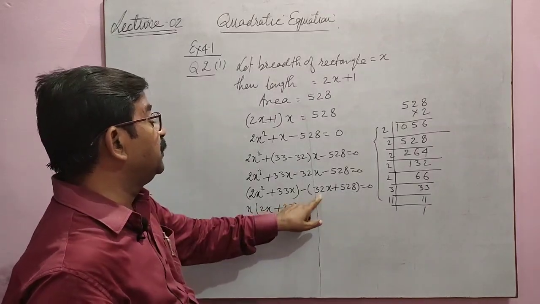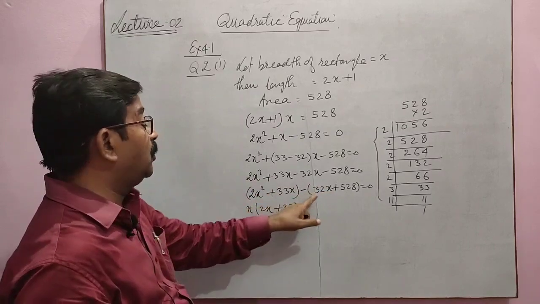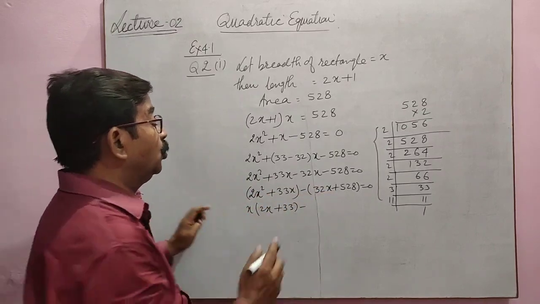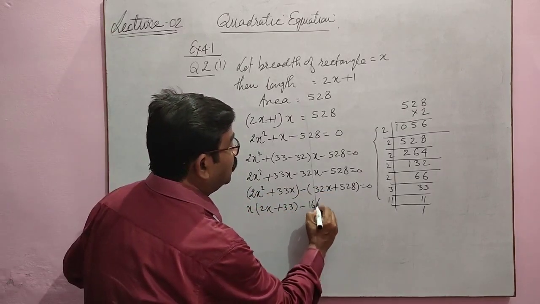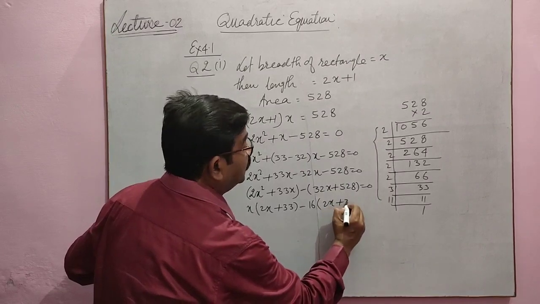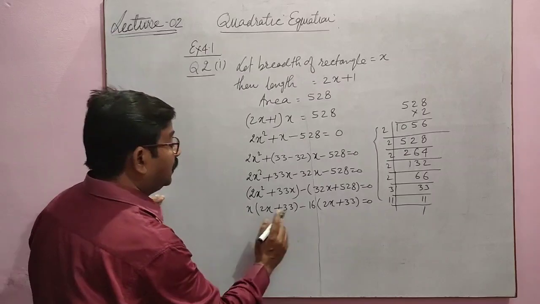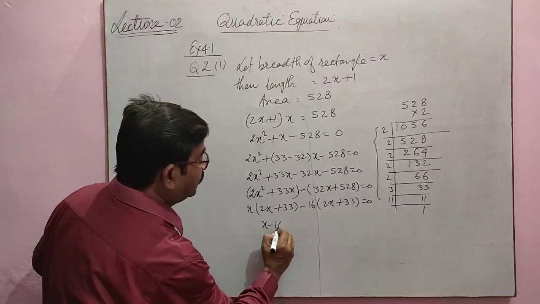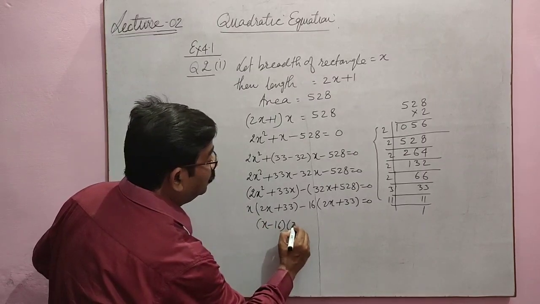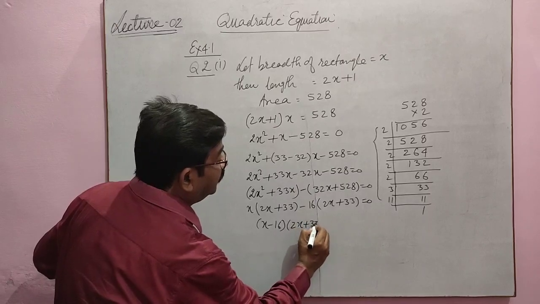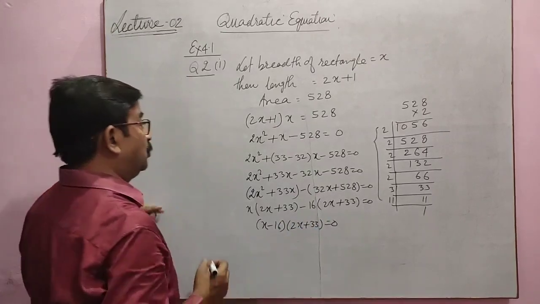So 32 is there, it means 16. If you take 16 common, here we have 2. So 16 is common. So we have 2x + 33 is equal to 0. Now collect the brackets and we have (x - 16)(2x + 33) = 0.